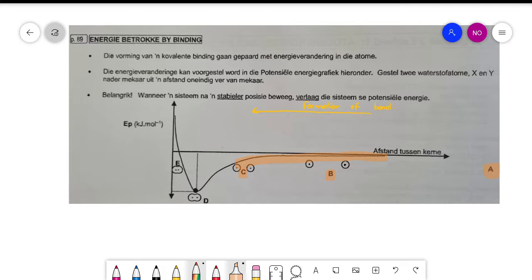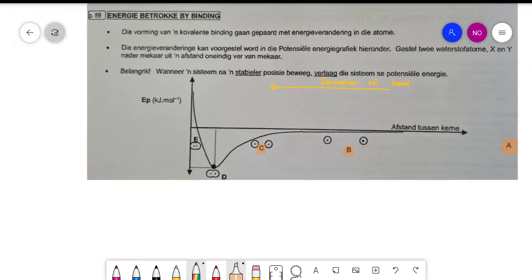Even further negative. The distance between the cores is getting even smaller and it becomes even more stable. And they also tell you there in brackets that those four forces mentioned with B are still in play. Then at D, and this is where it becomes important.